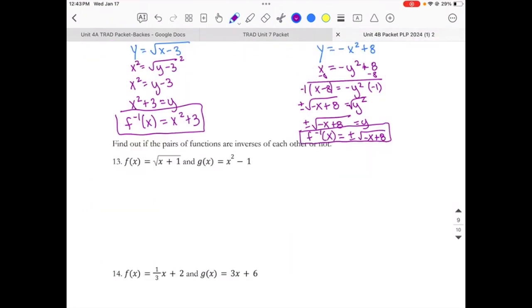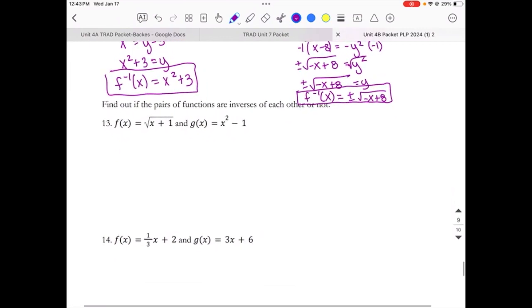Lastly, down here, find out if the pairs of functions are inverses of each other or not. Remember, to do that, you're going to do composition of functions. And when you do f of g of x and g of f of x, they both have to equal x for them to be inverses. If you solve one and it doesn't work, then you don't have to solve the other. But if you get x for one, you have to check the other direction too. So we're going to do f of g of x first.